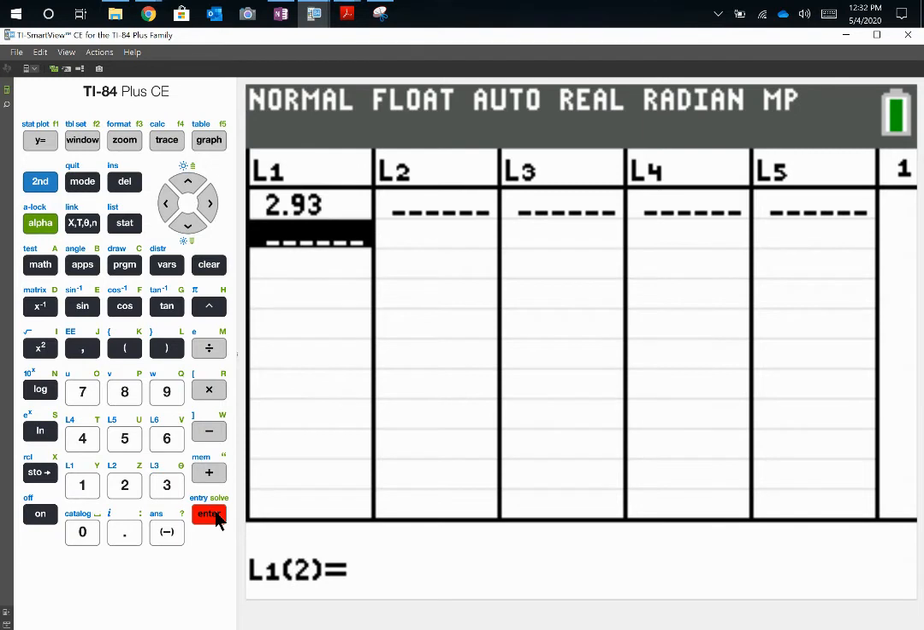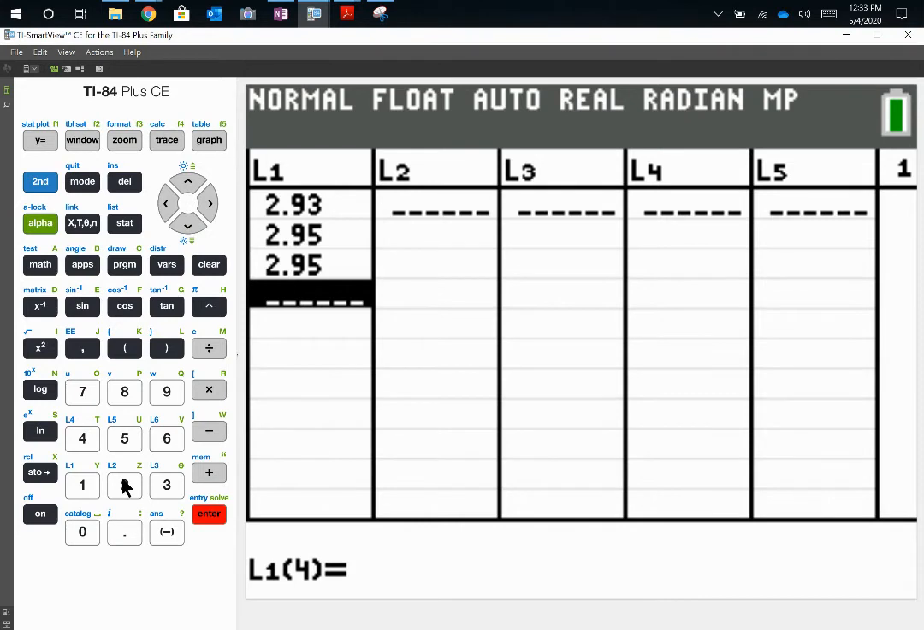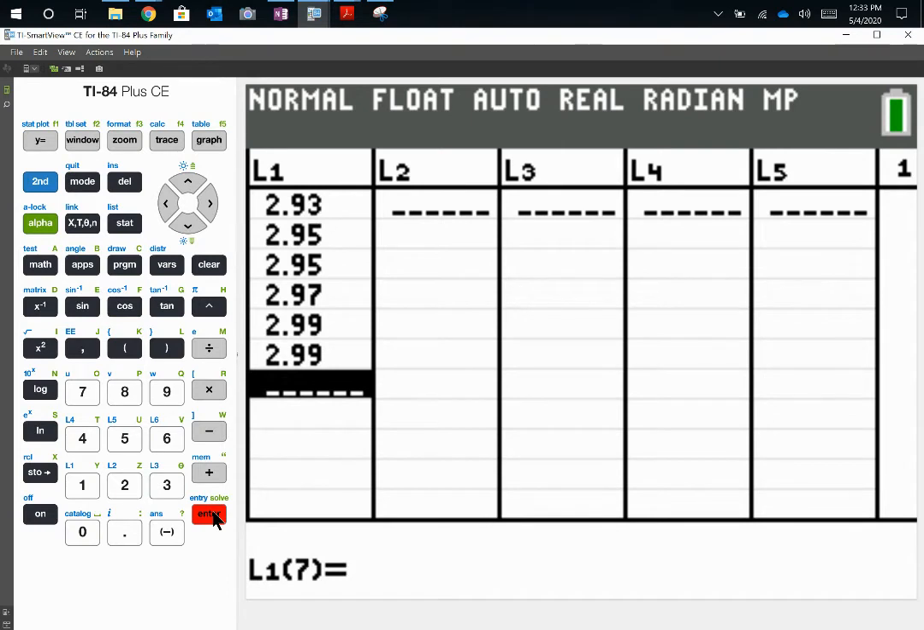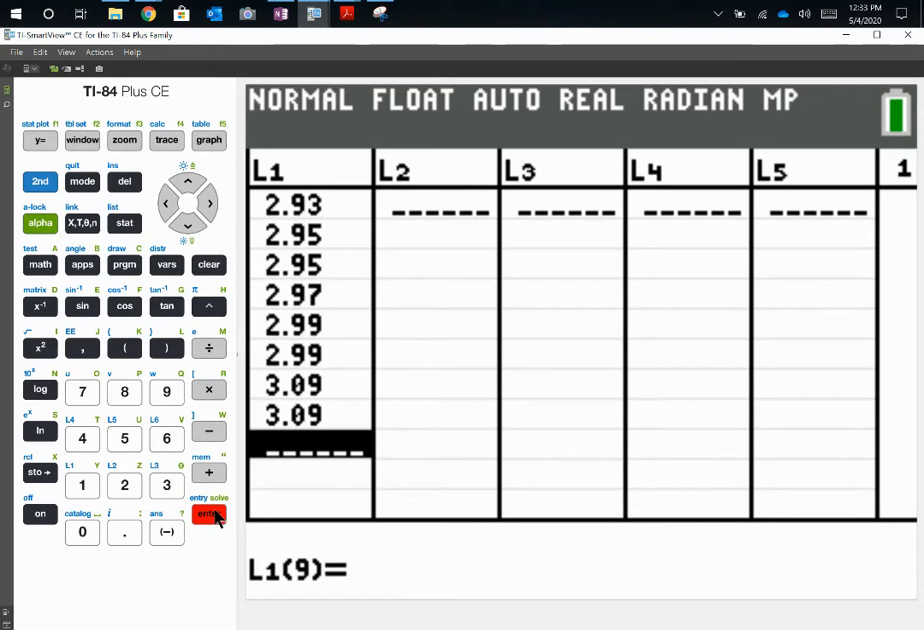2.93, 2.95, 2.95, 2.97, 2.99, 2.99 again, 3.09, 3.09 again, 3.09 again, and 3.19.